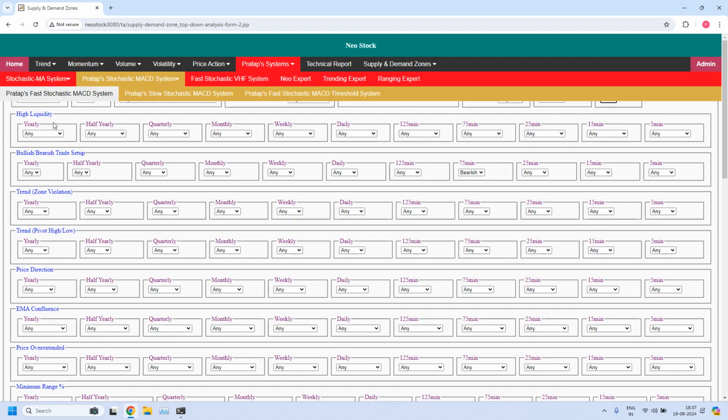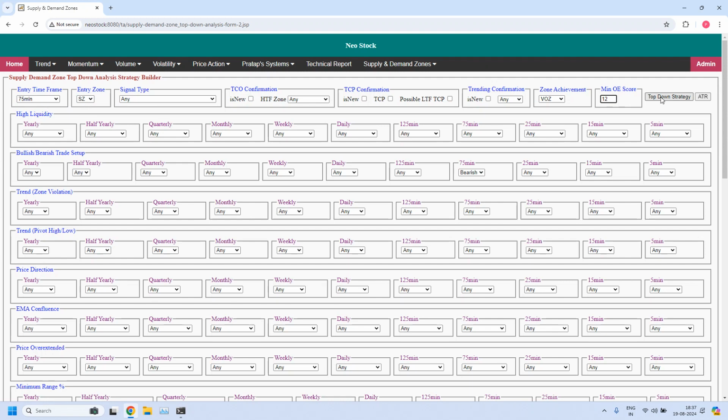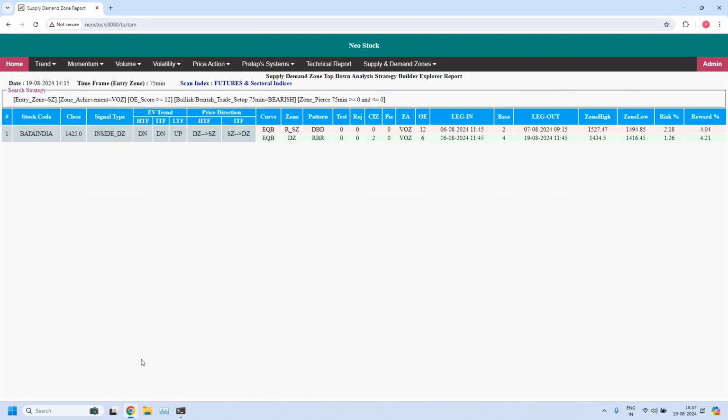All the three filters are applied to 75 minutes supply zone. Let us filter the stocks. So only one stock is filtered. Currently only one stock is supporting bearish trade setup for a weekly income trade.